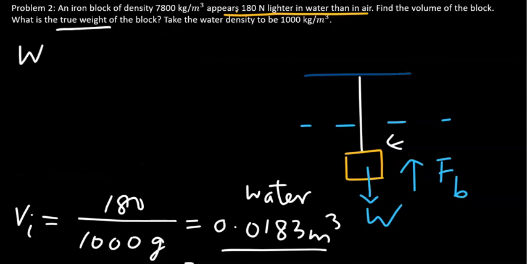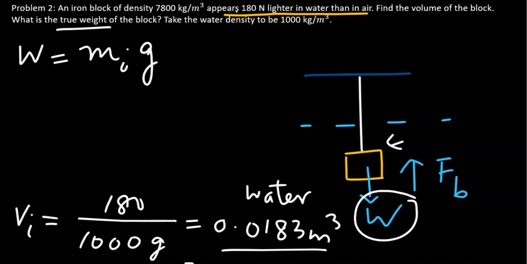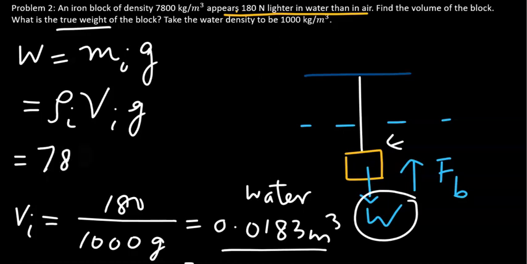Now the true weight of the block, that is this, is quite simply the mass of that iron block times gravity. Now the mass of the iron block is the density of iron times the volume of the iron block that we have just determined times gravity. So the density of iron block is given 7800.